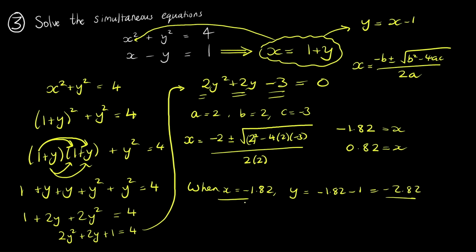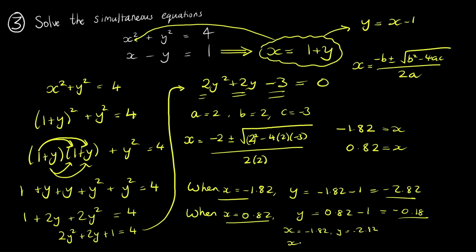Right, so that's one pair done, and then we need to do the pair when x is 0.82, y is 0.82 minus 1, which is minus 0.18. And to finish, just being really clear what the values are. So x is minus 1.82, y is minus 2.82, x is 0.82, y is minus 0.18. That is your set of solutions.